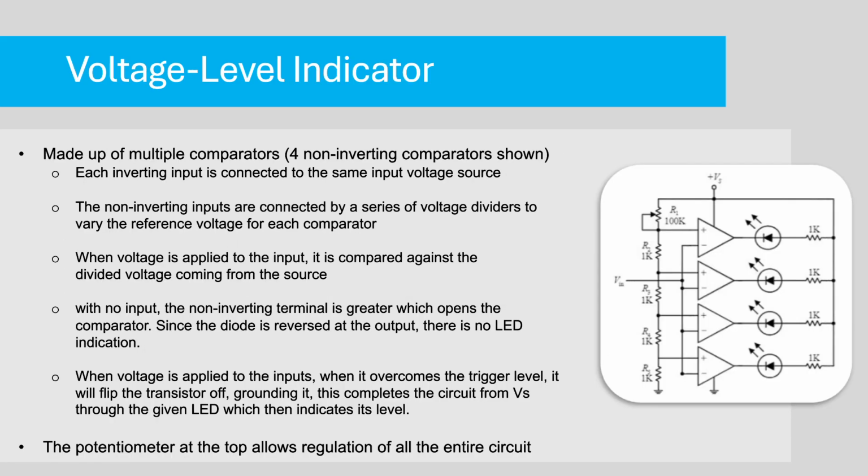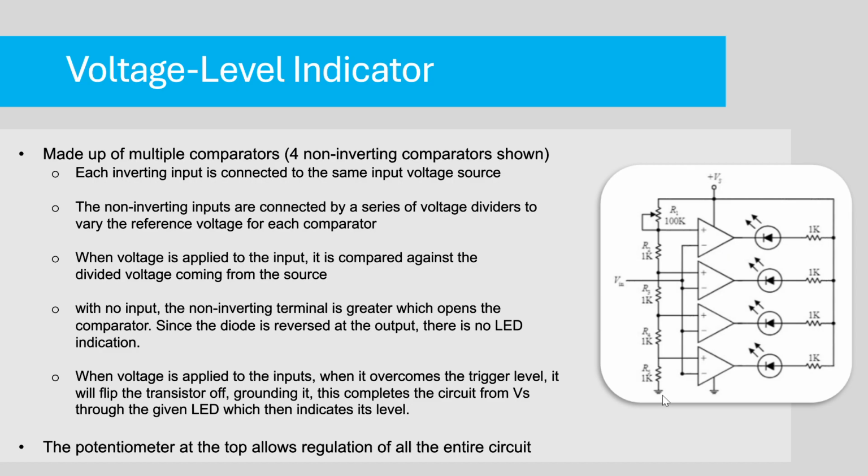Okay, so the component that I chose to talk about was the voltage level indicator. As we see here on the right side, this is a very interesting circuit. Essentially it replicates a battery charging level, where you've got different LEDs representing different charge levels. We've got 4 comparators connected here. Each of the inverting inputs is connected to our voltage input. And then on the non-inverting side, those are all connected through a series of voltage dividers with the voltage source, and those are connected to ground.